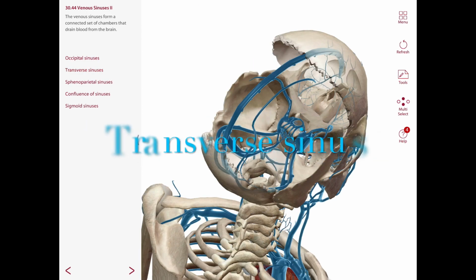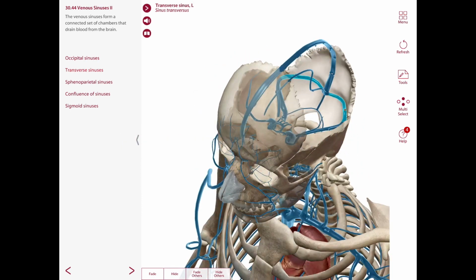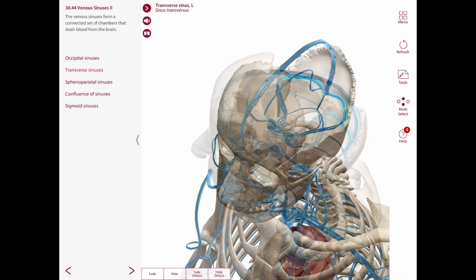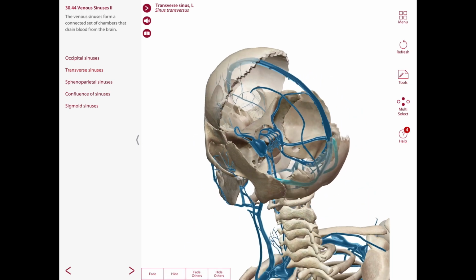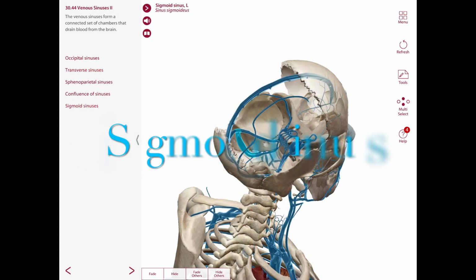We also have a transverse sinus, which begins in the confluence of the sinuses and runs along the posterior border of the tentorium cerebelli. And when it reaches the petrous part of the temporal bone, it turns down to become continuous with the sigmoid sinus. We also have the sigmoid sinus, which is a continuation of the transverse sinus, and it terminates in the jugular foramen, where it becomes continuous with the internal jugular vein.